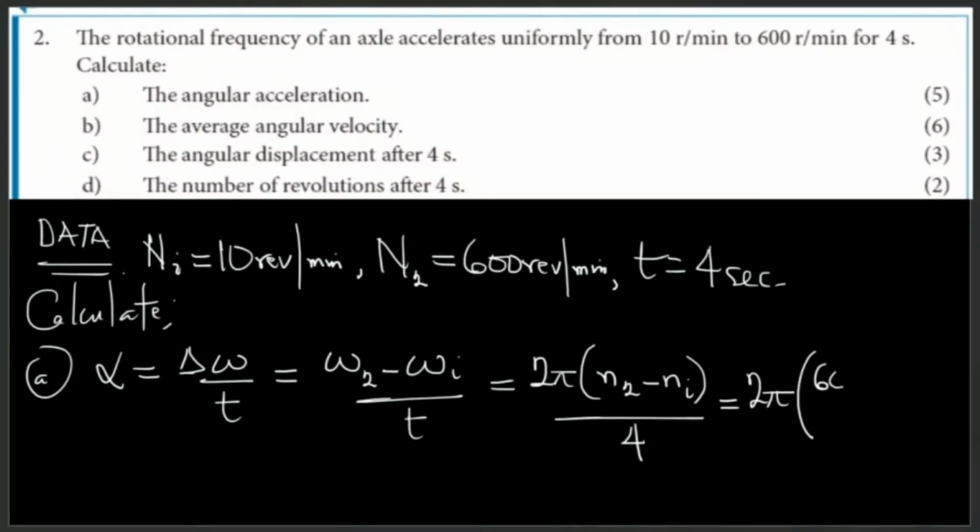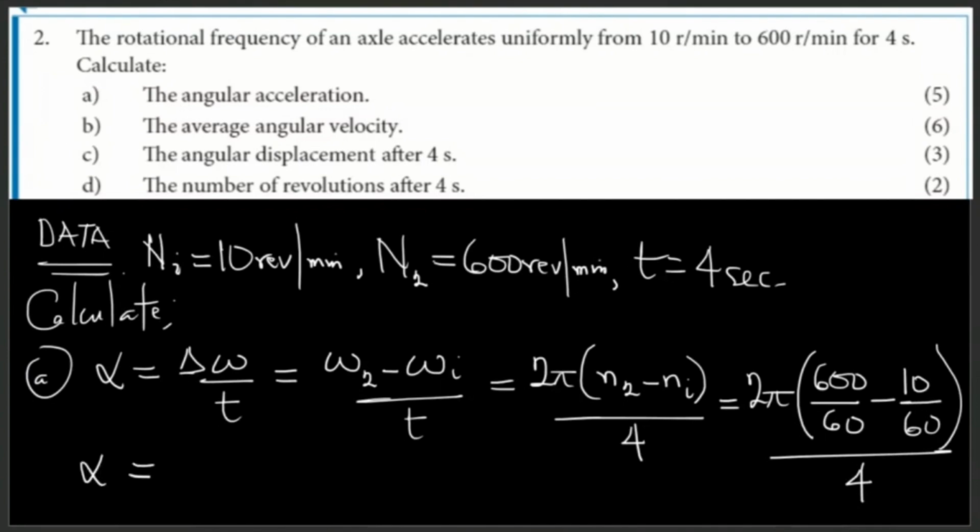So this can be written as 2 pi. The final is 600. You need to convert to rev per second. 60 seconds make 1 minute. So you divide by 60, minus 10 over 60, divided by 4. This one can be reduced to 2 pi, so we're going to have 10 there, 10 minus 10 over 60. That should give us 0.167, all divided by 4.